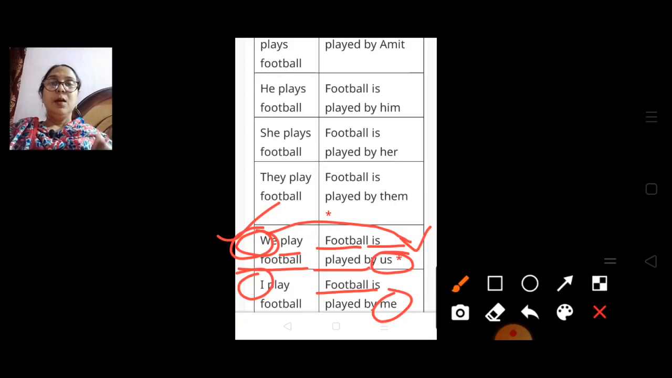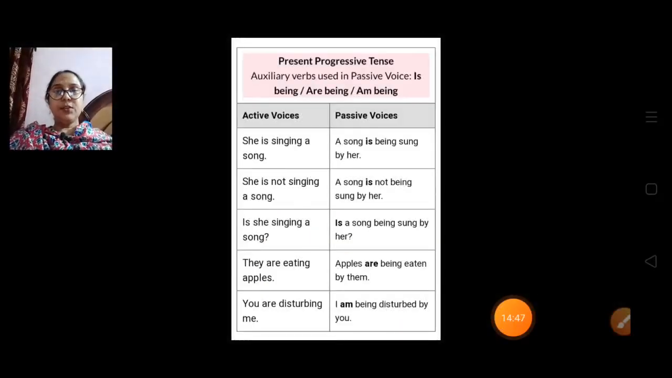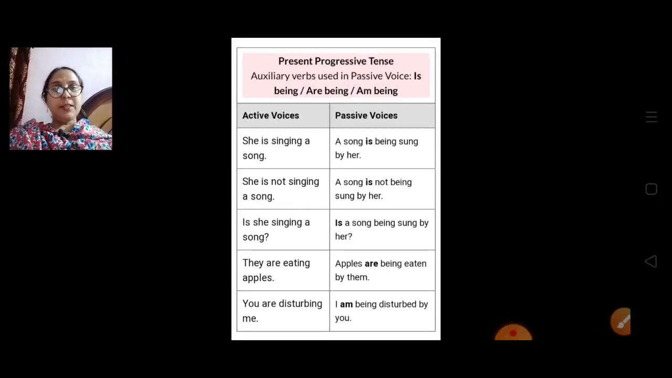Now let's start the progressive sentences, or you can say continuous sentences: present continuous sentences, how to change active to passive voice. Now let's talk about how to change active to passive voice in present continuous tense, or present progressive tense. The auxiliary verbs used in passive voice are is being, are being and am being. As you all know, in the present continuous tense we use is, am, are with ing.